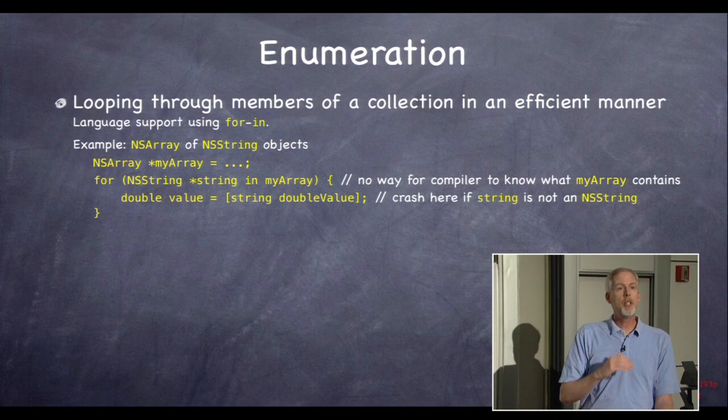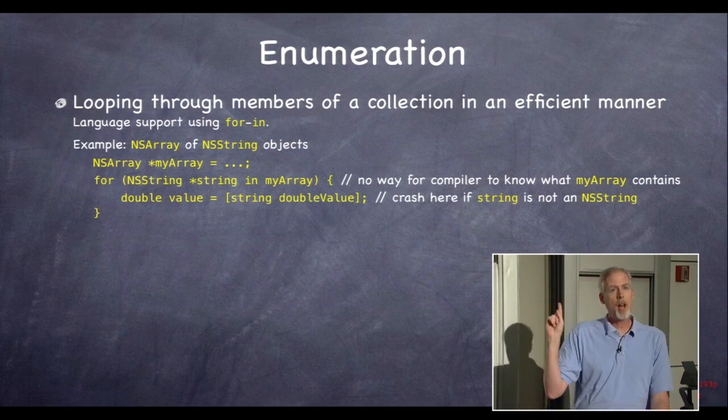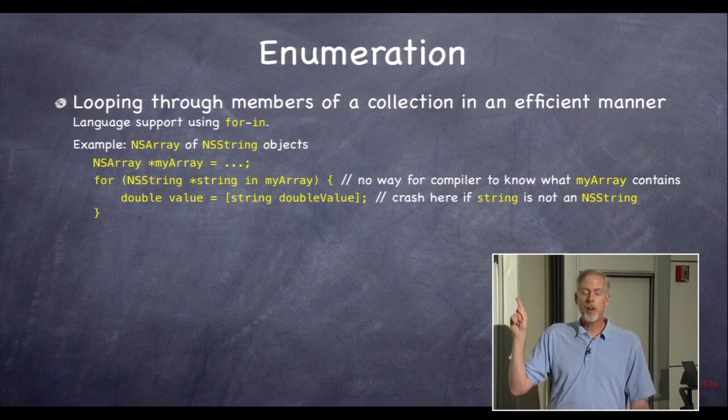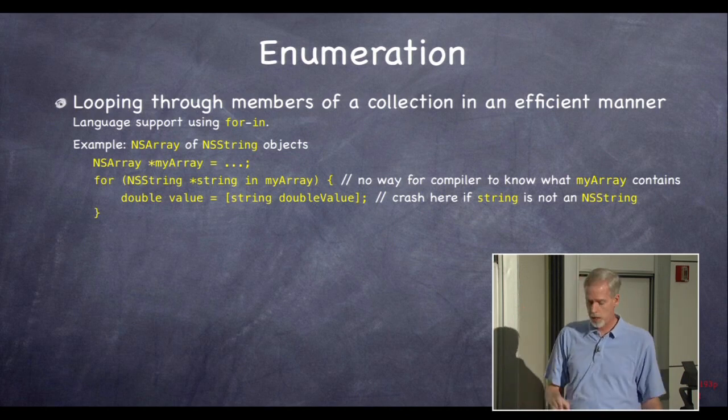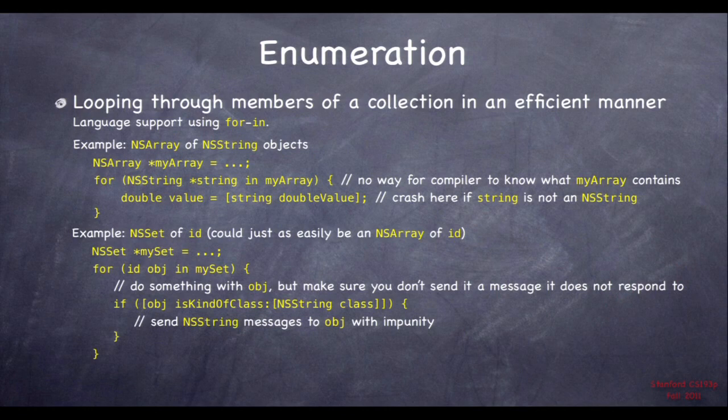If my array contains non-strings, this will crash at runtime with no warning from the compiler, because there's no way for the compiler to know whether my array contains non-strings when you do this. Okay, so be careful here. So if you had an array that might have other objects in it, you might want to do something like this.